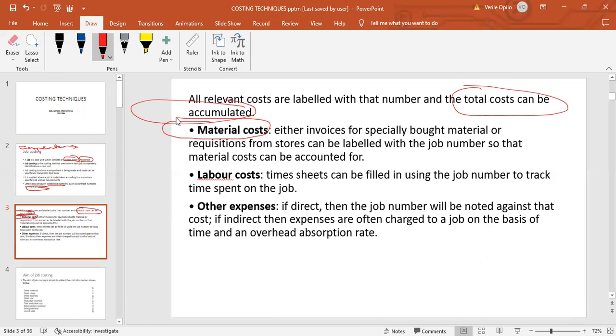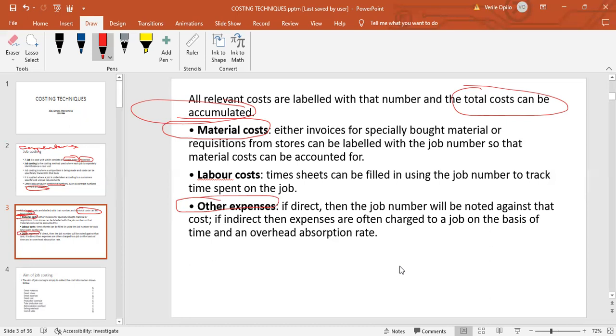And then any other expenses that the business has incurred in order to make that item ready for sale. So if there are any direct expenses, then you are going to include them there.